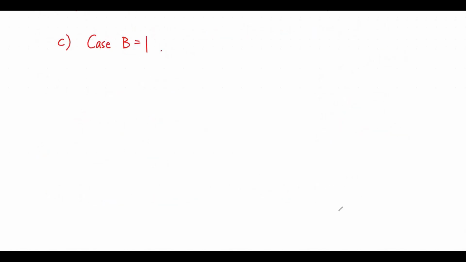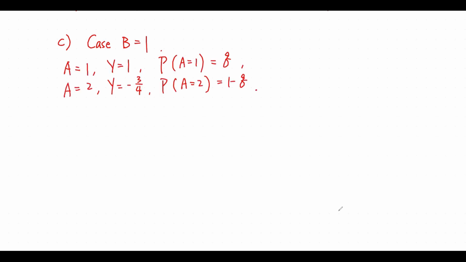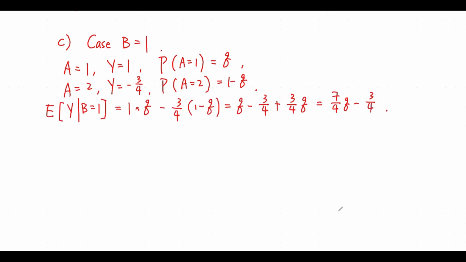Now, consider the case B equals 1. For A equals 1, Y equals 1. For A equals 2, Y equals minus 3 over 4. The expected value of Y for this case equals this one.